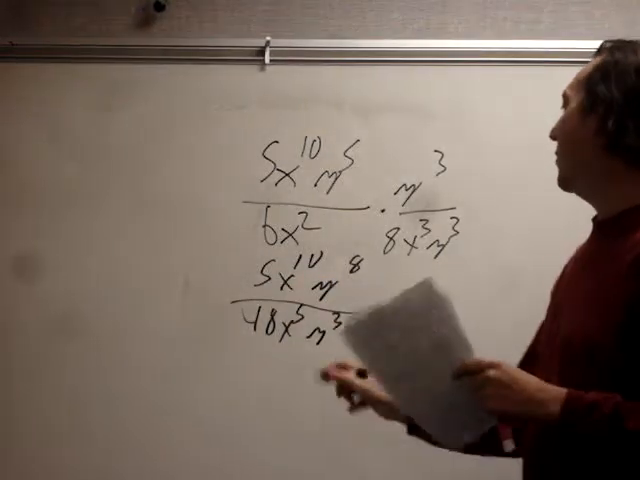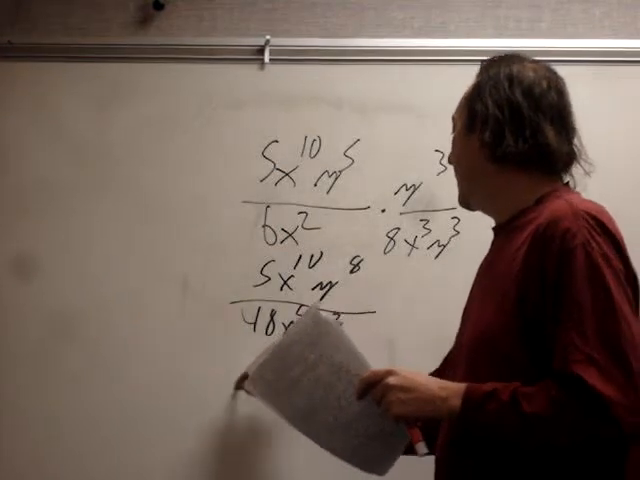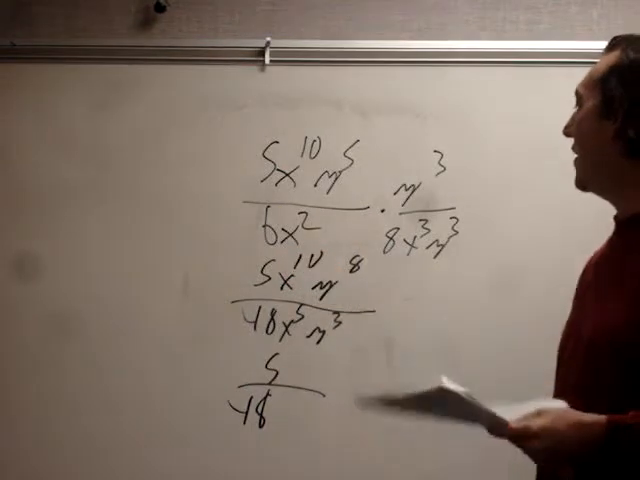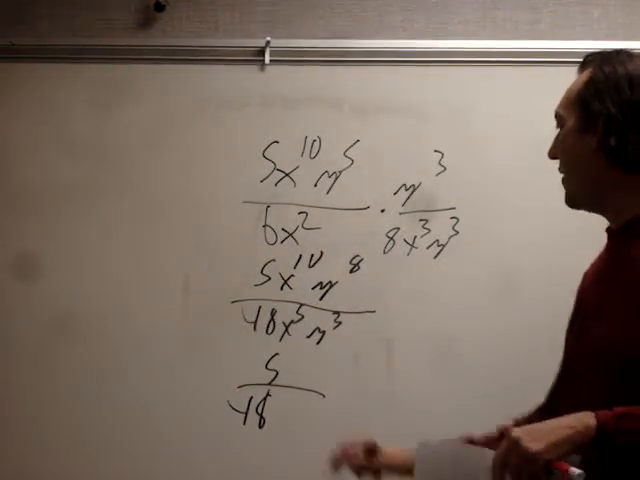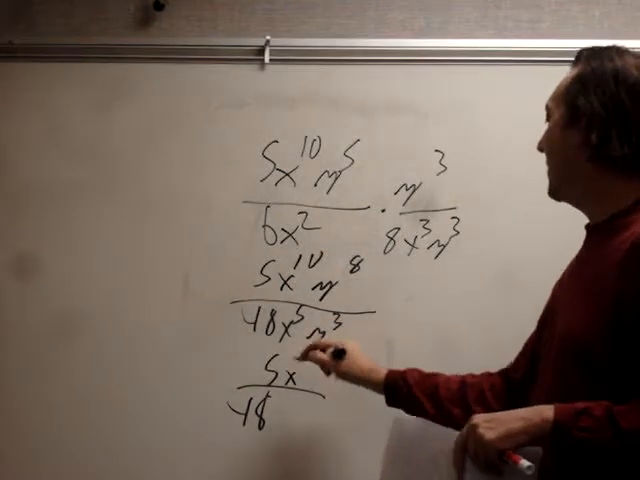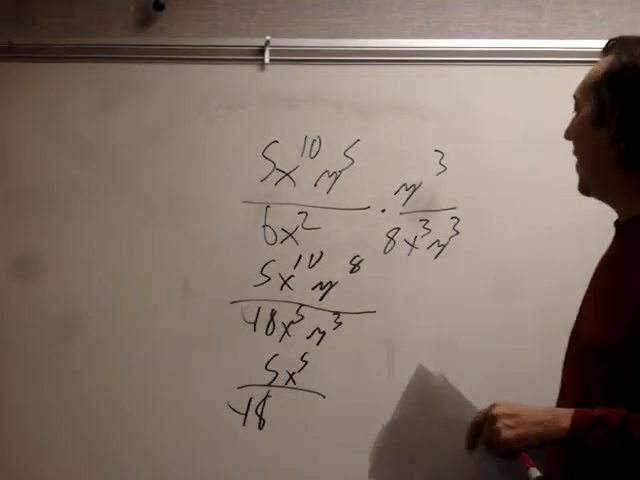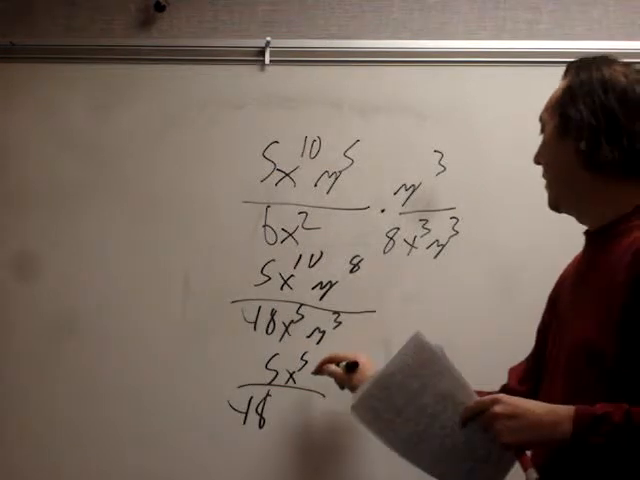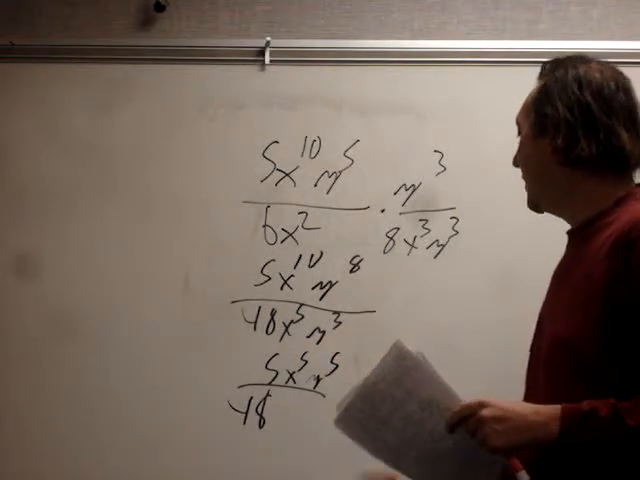We can't do anything with the 5 and the 48, so those are still going to be there. We have x to the 10 over x to the 5, which is x to the 10 minus 5, which is x to the 5, y to the 8 over y to the 3, so that will be y to the 5.